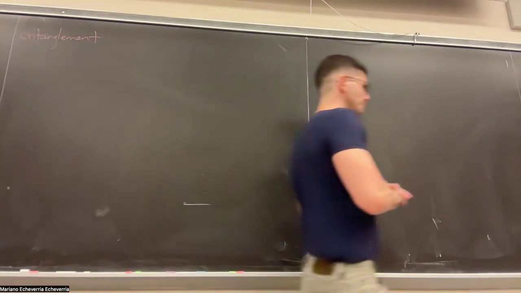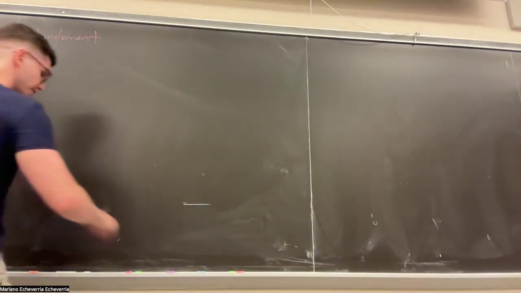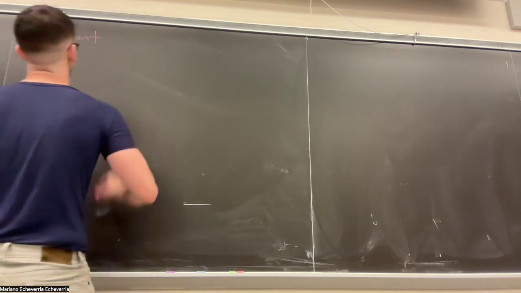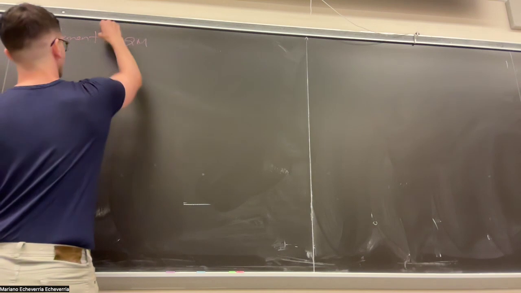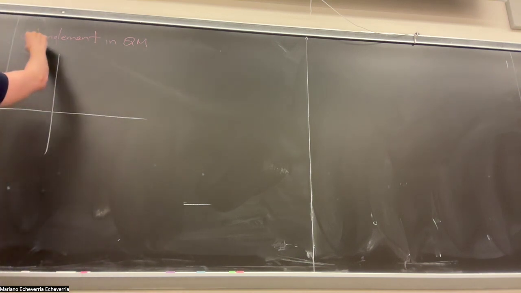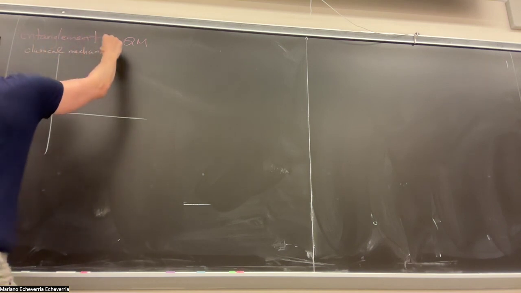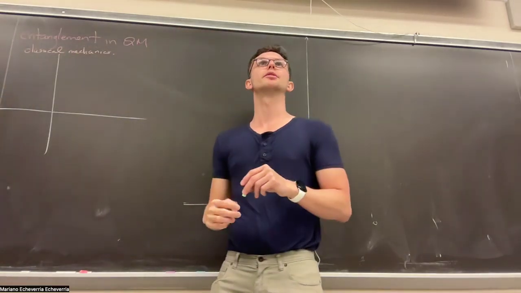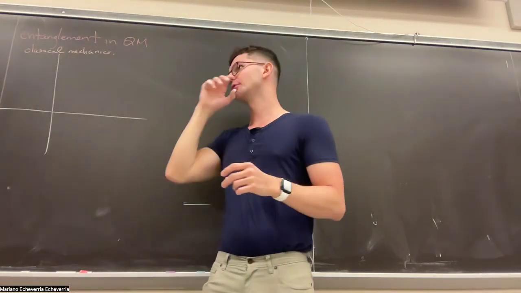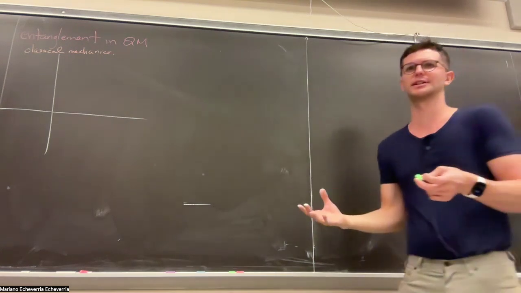Okay, so let me start first with classical mechanics just to show you what happens, which is completely expected, and there's no entanglement here. Here is an example. To discuss entanglement, you do have to talk about composite systems. That's what they're called. So, more than one particle, for example.